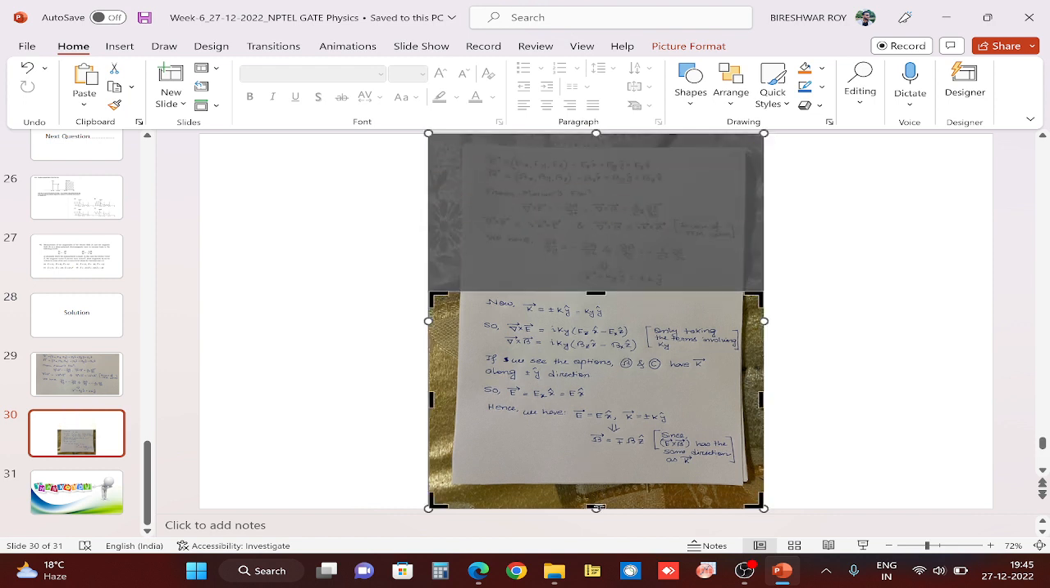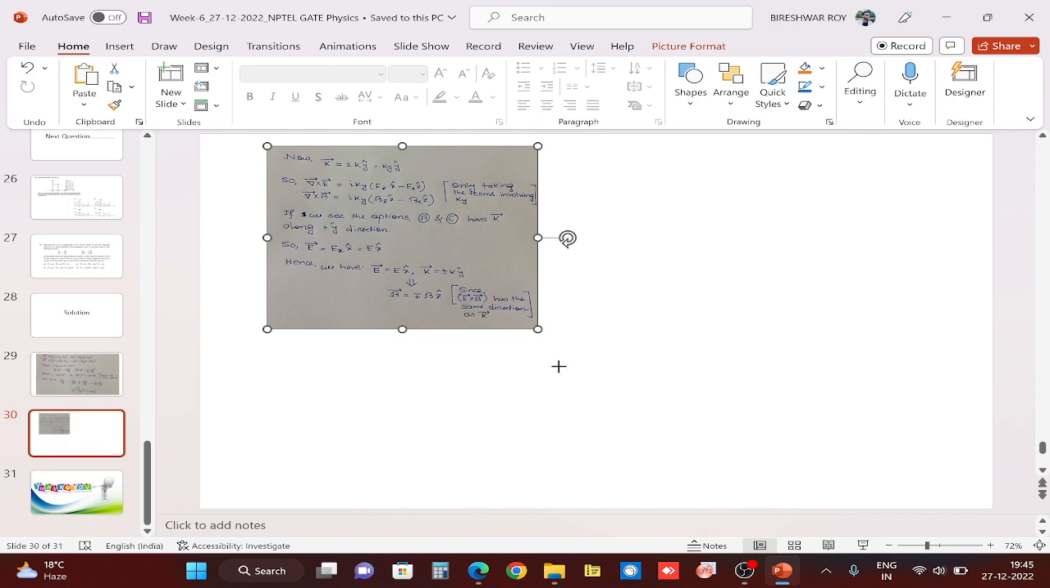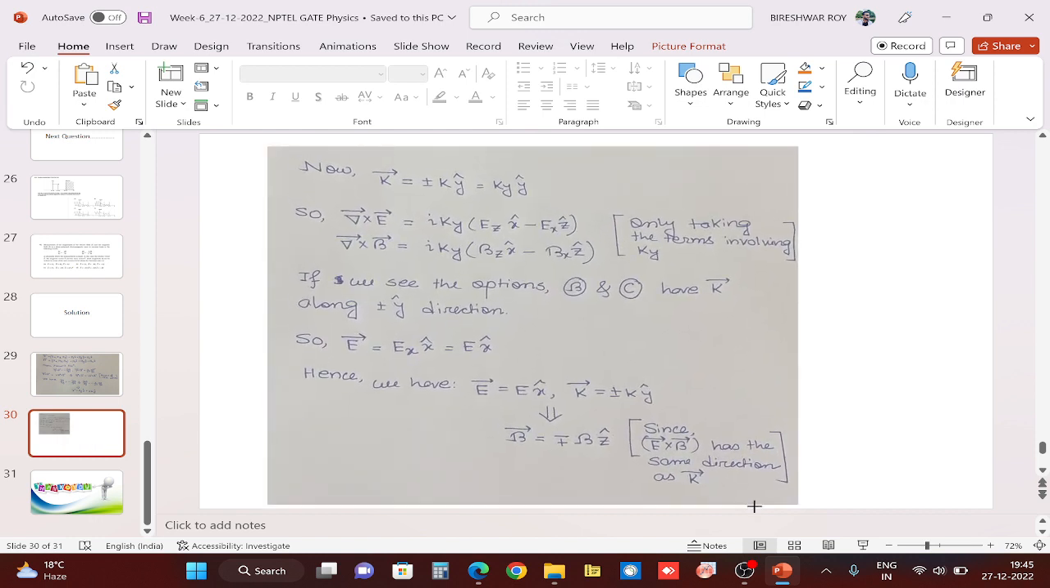Amit, in which year was this question asked? Amit can say, I don't know from where. 2015, I guess. TIFR 2015. Yes. Okay, 2015.